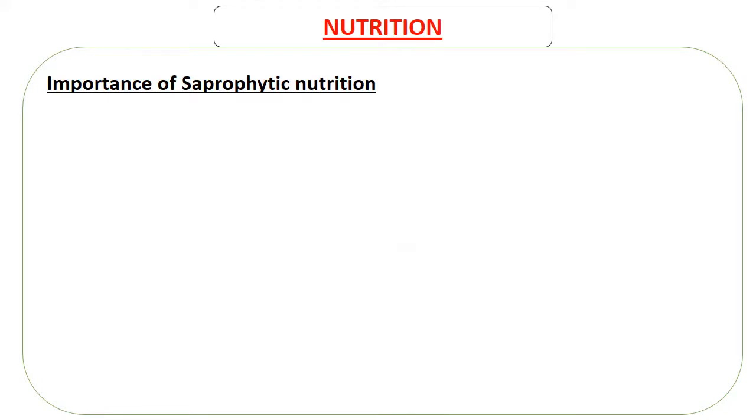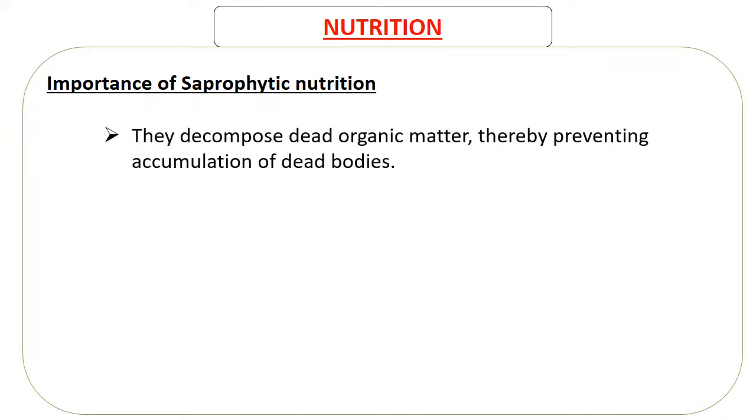So we're going to take a look at the importance of saprophytic nutrition. What is the importance of saprophytic nutrition? The first is they decompose dead organic matter, thereby preventing accumulation of dead bodies. If we never had saprophytes, then if something is dead, for example, a dog is dead, it will just be there. Even if you bury it under the soil, it will never decay. So saprophytic organisms help us with decomposing this dead organic matter.